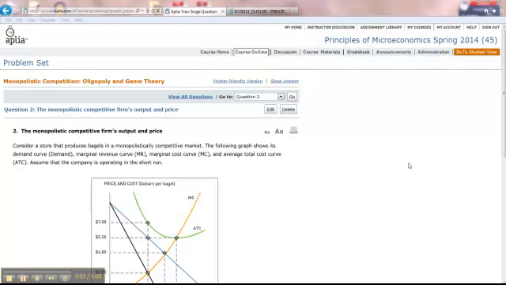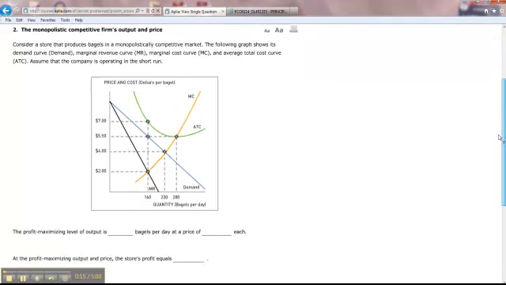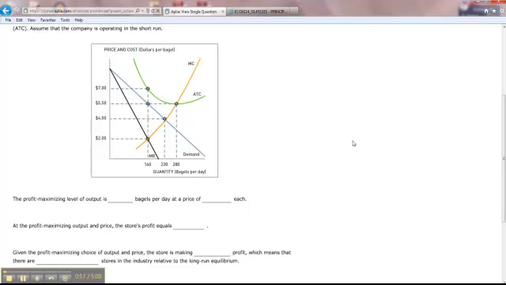In this video, we're going to show how an oligopolist or a monopolist will choose their units of output and whether or not this firm is making a profit or a loss. In this particular case, we've been given a set of curves. We have our downward sloping marginal revenue curve, our downward sloping demand curve, our upward sloping marginal cost curve, and here we have our average total cost curve.